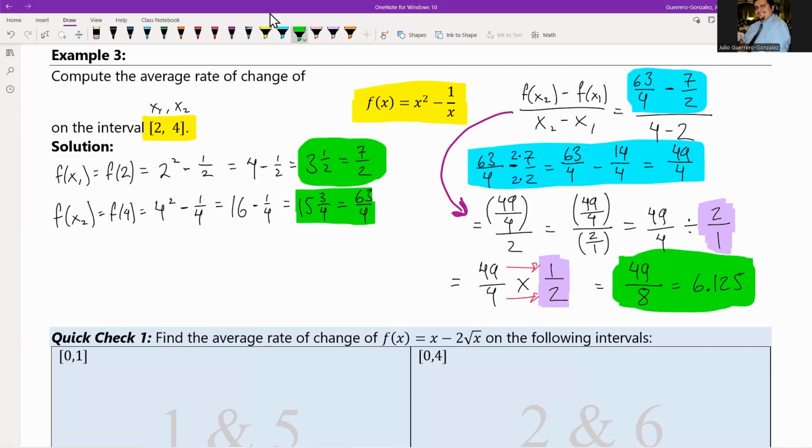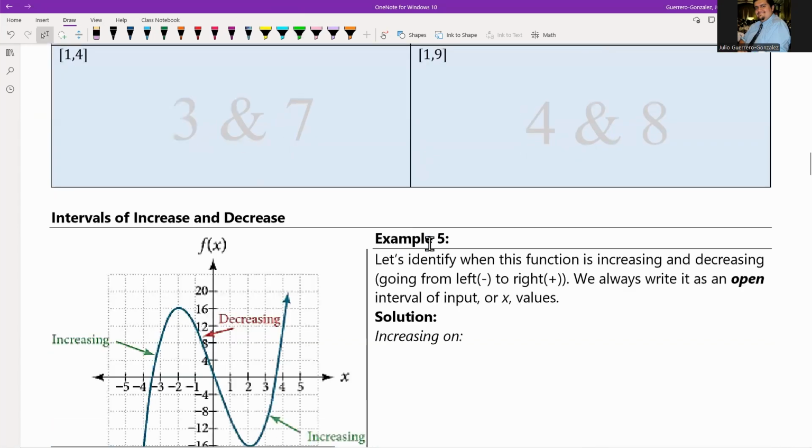Awesome. Hopefully you see how average rate of change works. The work behind it is really not that bad, so long as you follow the steps. Assign your x1, x2, compute f of x1, compute f of x2, and just throw it all in the formula. There are some quick checks that we'll do in class.